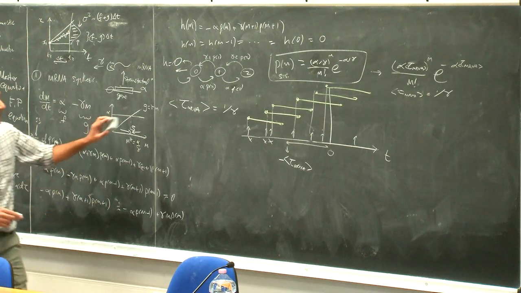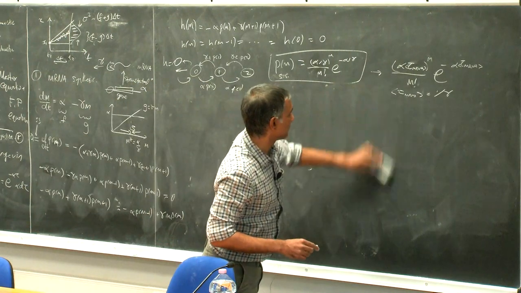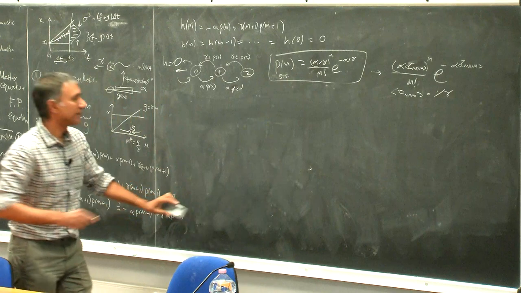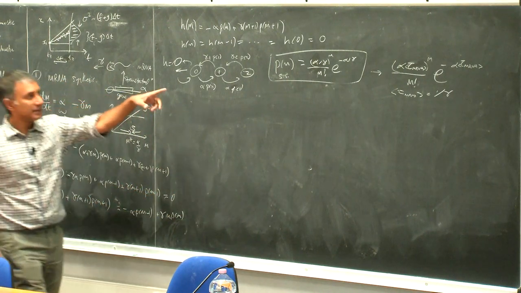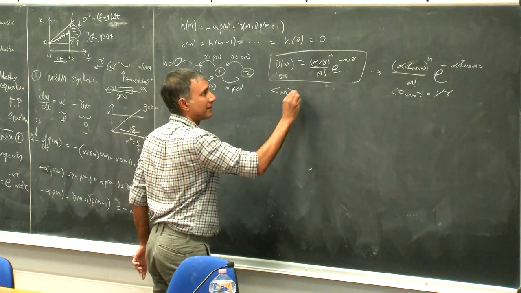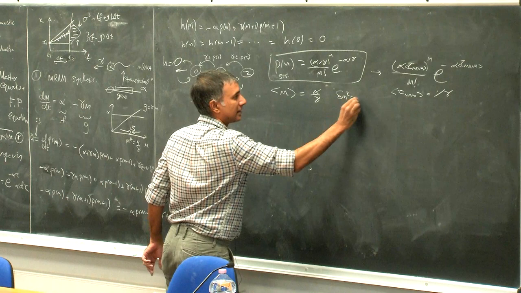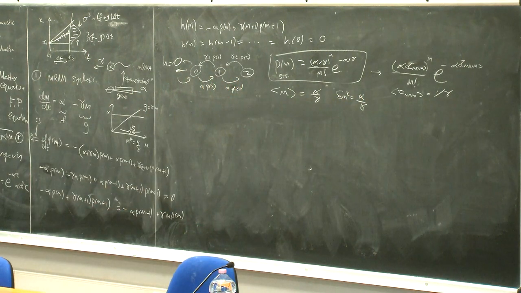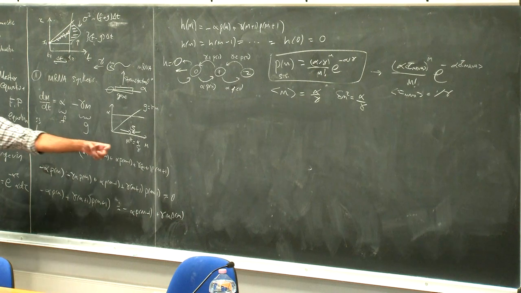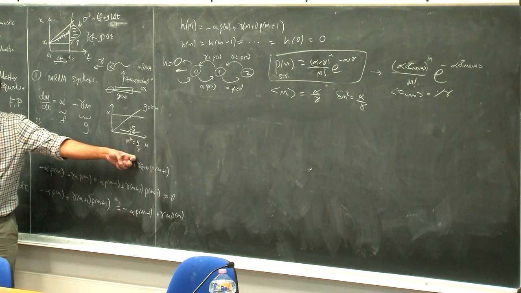Okay. So let's keep going. So what's the mean of this? The mean value of M is alpha over gamma, and the variance of M is also alpha over gamma, because we know it's a Poisson distribution. So indeed, the mean value is alpha over gamma, which is kind of neat, okay?